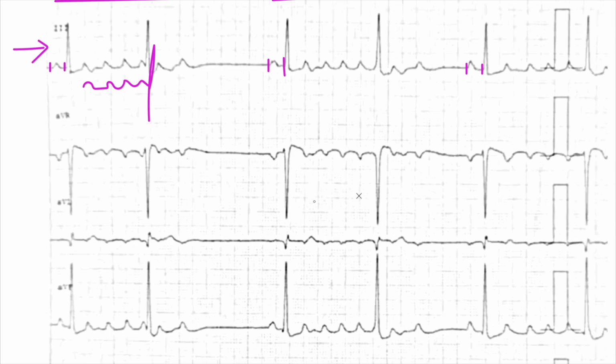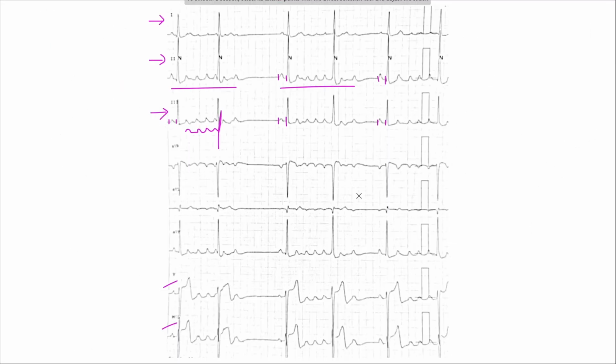Now, another thing, if you're thinking this could be a block, look at the ventricular response. It's not regular. It's irregular. Okay, so this is not a complete heart block of some sort. Okie dokie, let's keep moving.